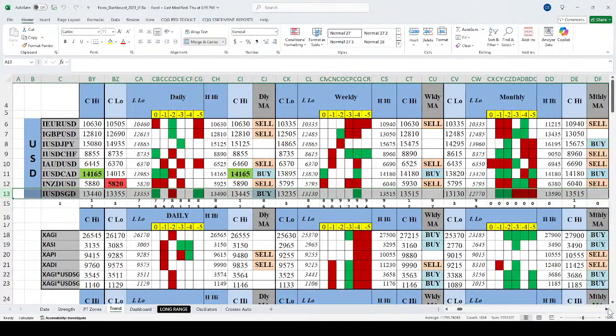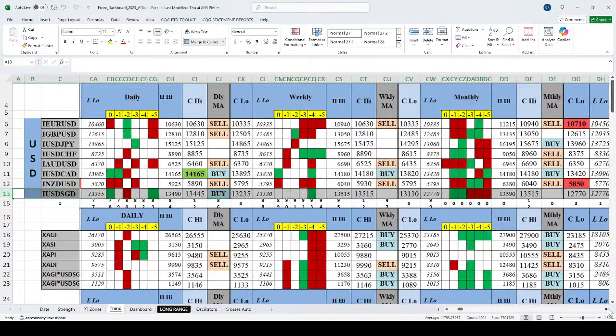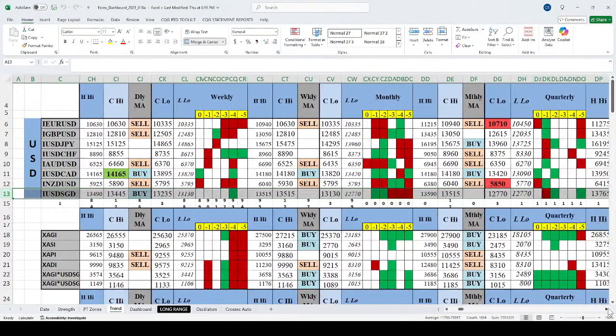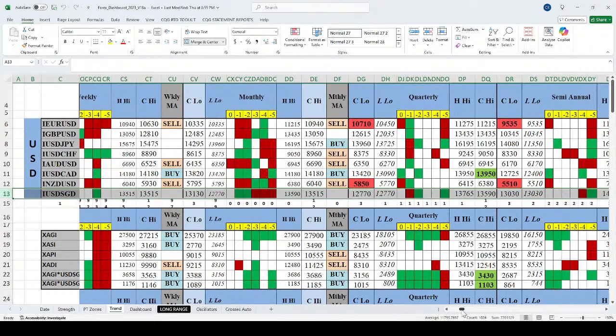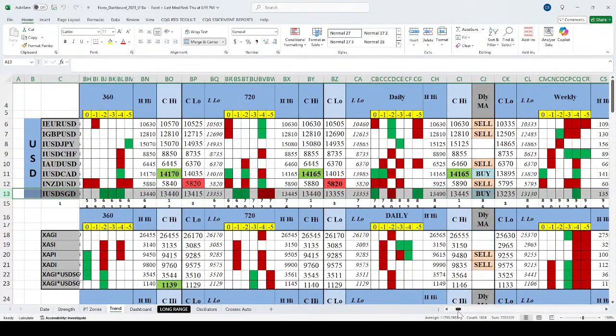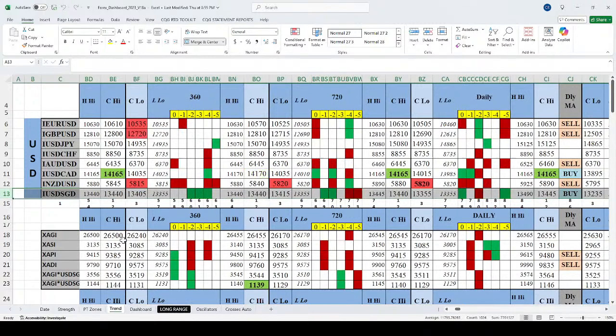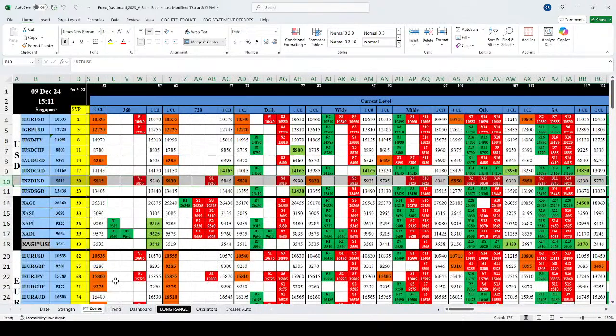Let's see if it breaks. The 135.15 is a very critical level. If it breaks, then we may see the price heading towards 135.85, which is your quarterly high. So this is your expectation for dollar Sing.